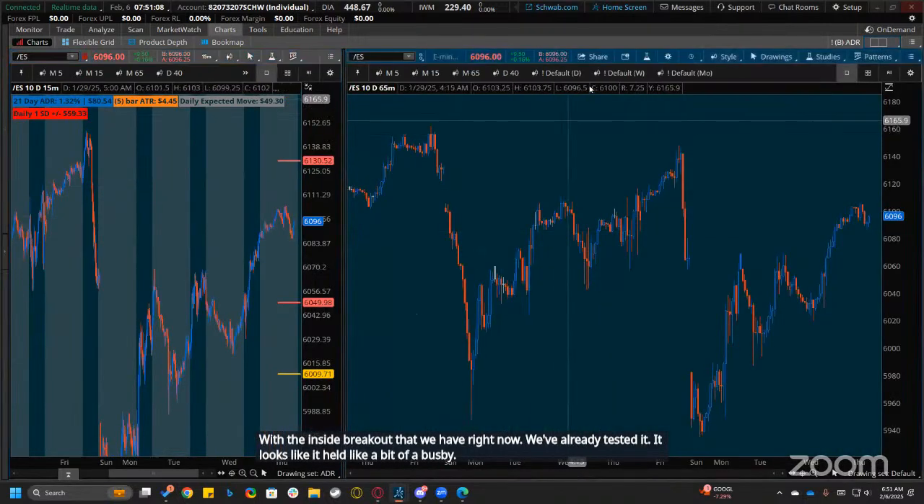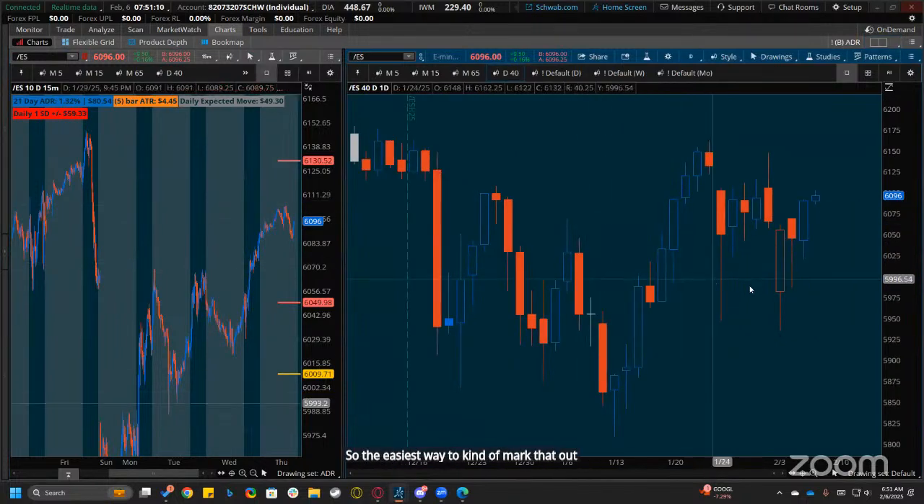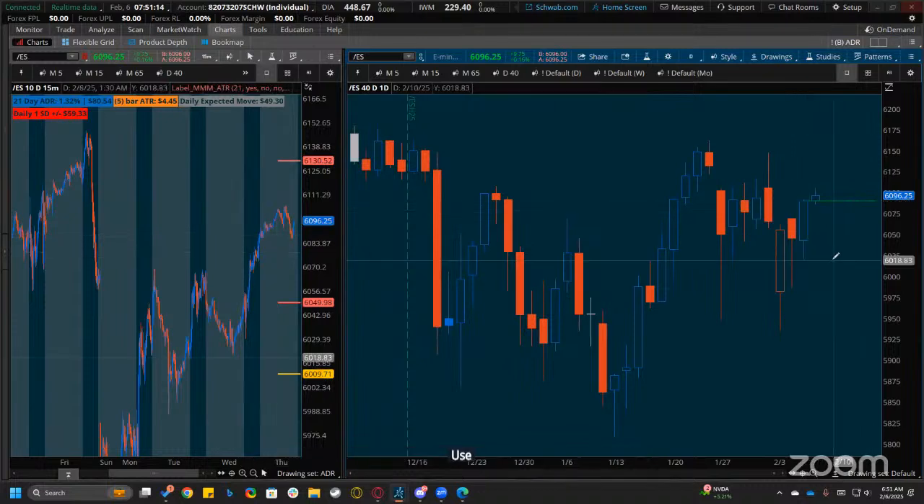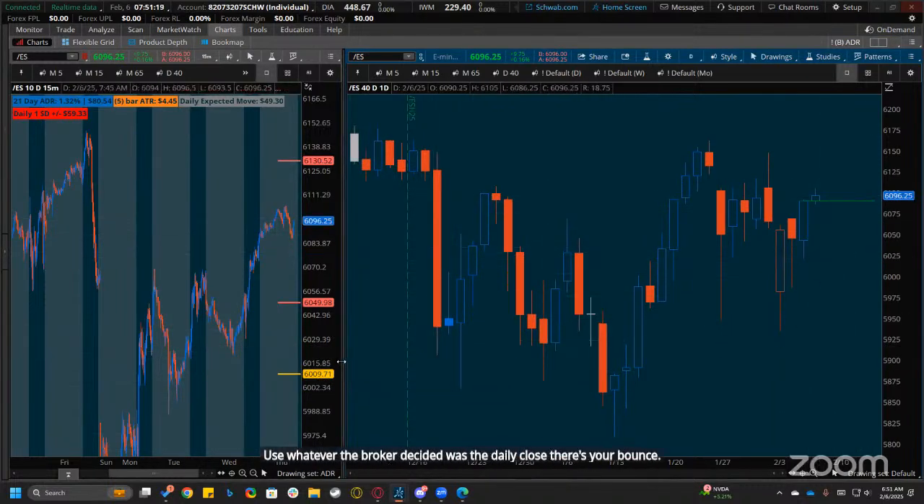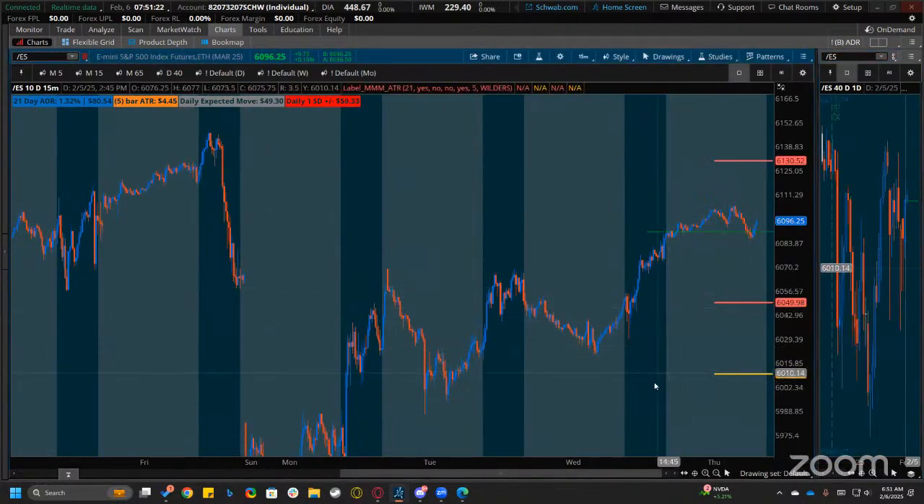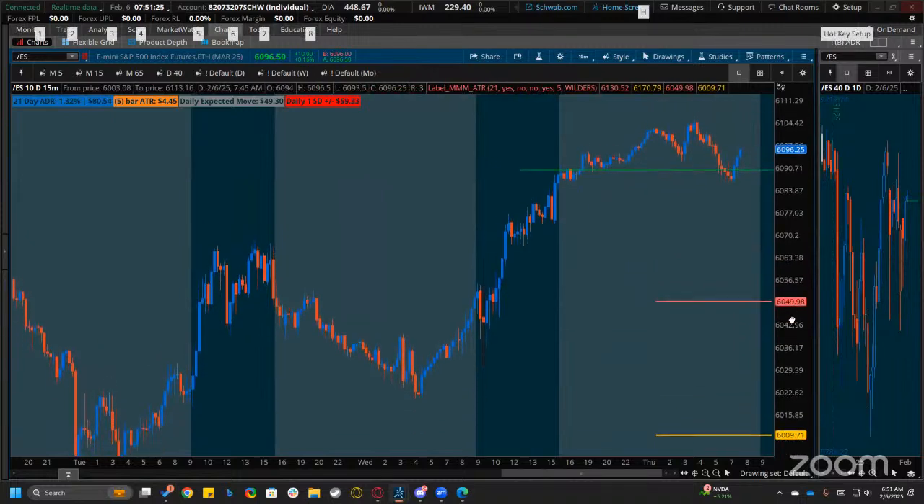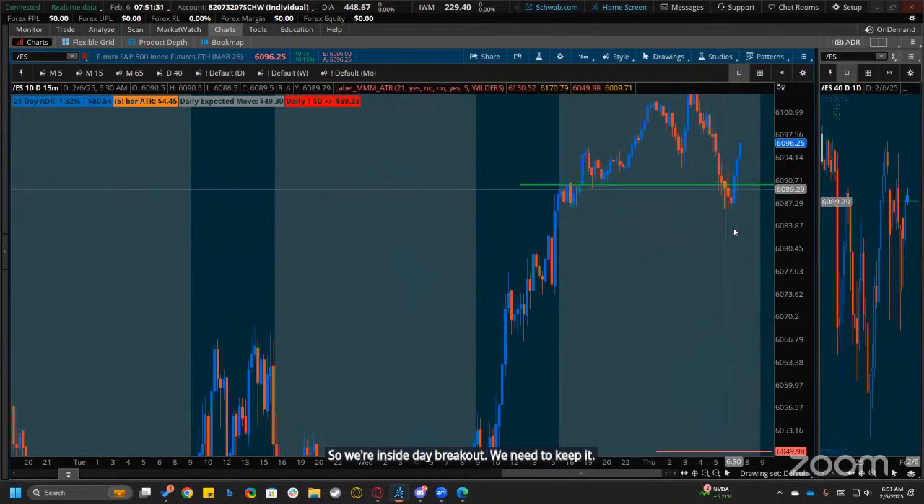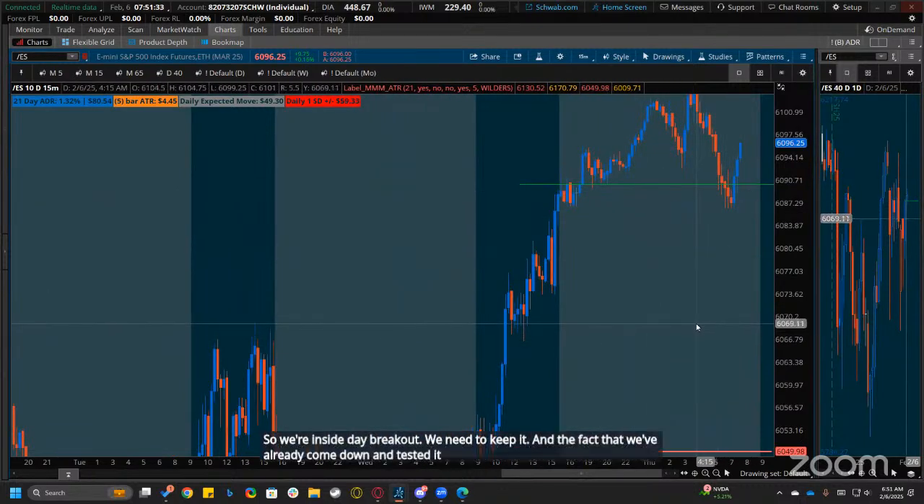So the easiest way to mark that out, put your chart on a daily, use whatever the broker decided was the daily close. There's your bounce. So we're inside day breakout. We need to keep it. And the fact that we've already come down and tested it, it's kind of a good thing, right?